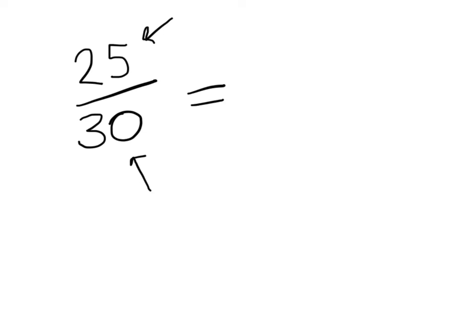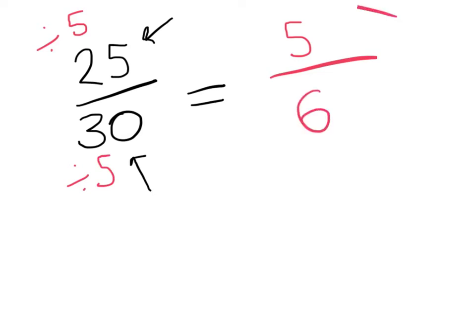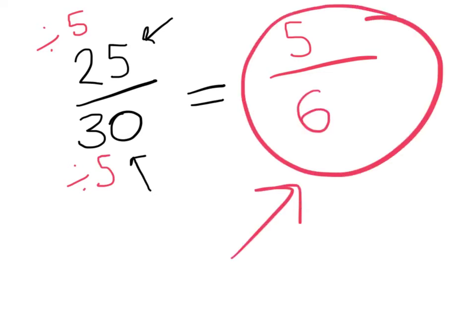Okay, I've got it worked out. The biggest number that goes into 25 that also goes into 30 is, I think, 5. Let's try 5. 25 divided by 5 equals 5. And 30 divided by 5 equals 6. And yeah, that's it. Can't get any simpler than that. So 25 over 30 actually equals 5 over 6. Same value. Last one.